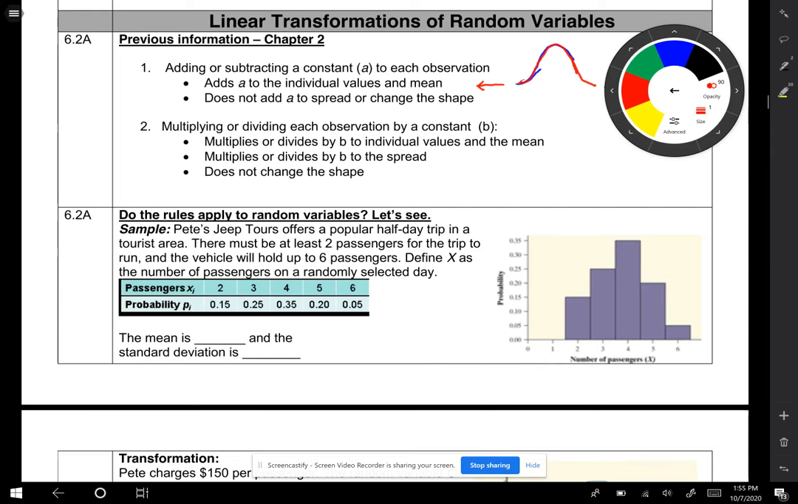Pete's Jeep Tours offers a popular half-day trip in a tourist area. There must be at least 2 passengers for the trip to run, and the vehicle will hold up to 6 passengers. Define X as the number of passengers on a randomly selected day. So the top row is passengers anywhere from 2 to 6, and the bottom row is the probabilities for having that many passengers on that trip.